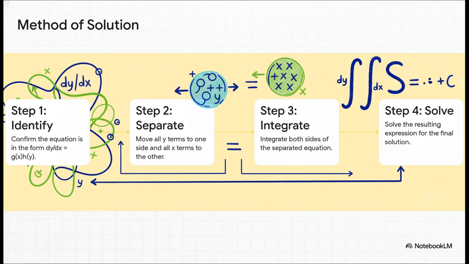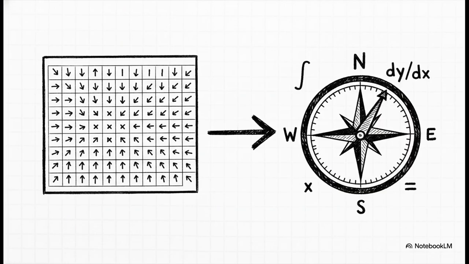Integrate both sides of the equation. This is what turns those rates of change back into a function. And finally, step 4, just solve the result for y, and boom, you've got your precise formula. And that's the big connection here. We started with a visual map, the direction field, which showed us the shape of all the solutions. Now, with this method of separating variables, we have an analytical tool, our compass, to find the exact equation for any one of those curves. We've officially gone from the map to the compass.